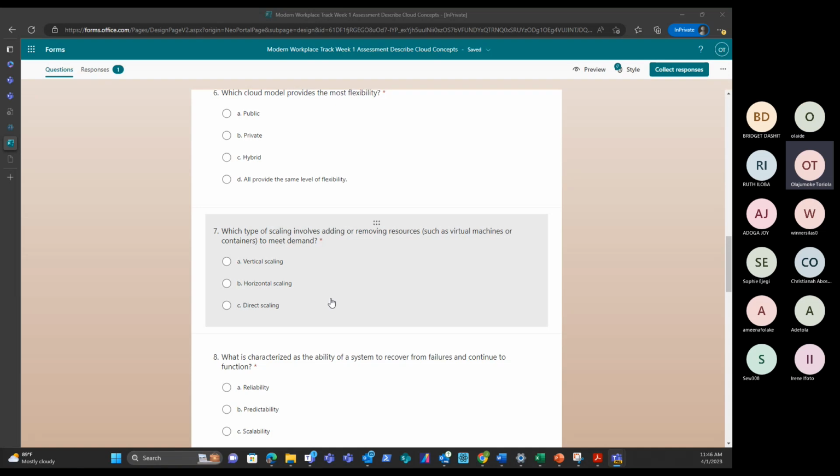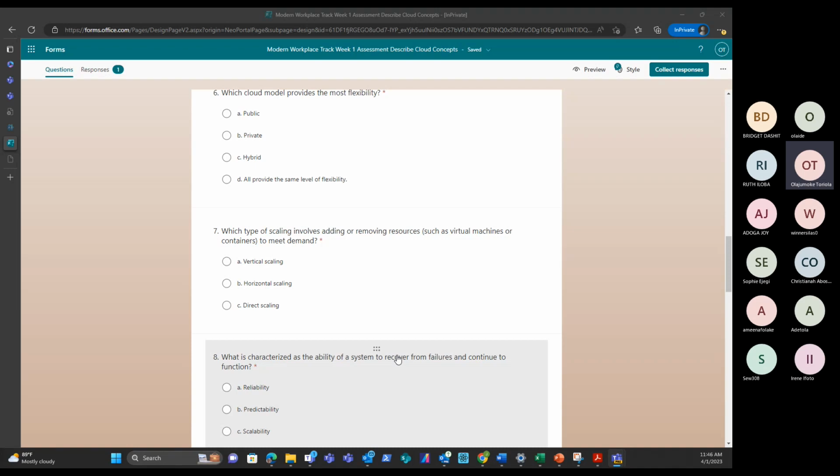Maybe what I should have done is put it in a PowerPoint for you. Okay, so number 7. Which type of scaling involves adding or removing resources such as virtual machines or containers? Olaide. Horizontal scaling, B. Very good. That's 2 points for group D.